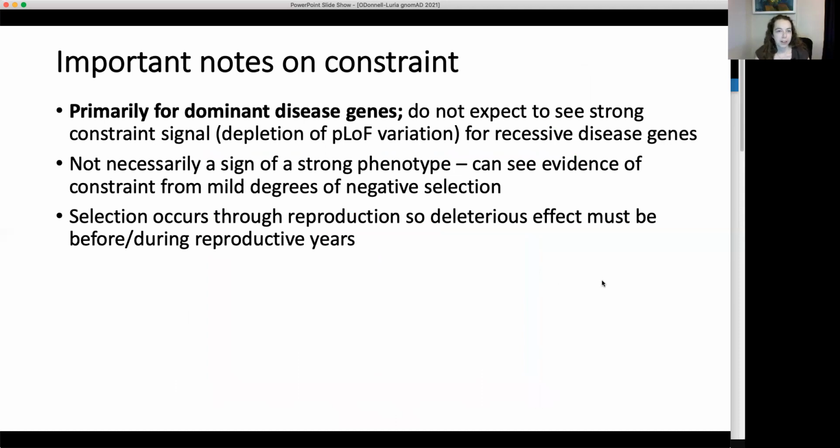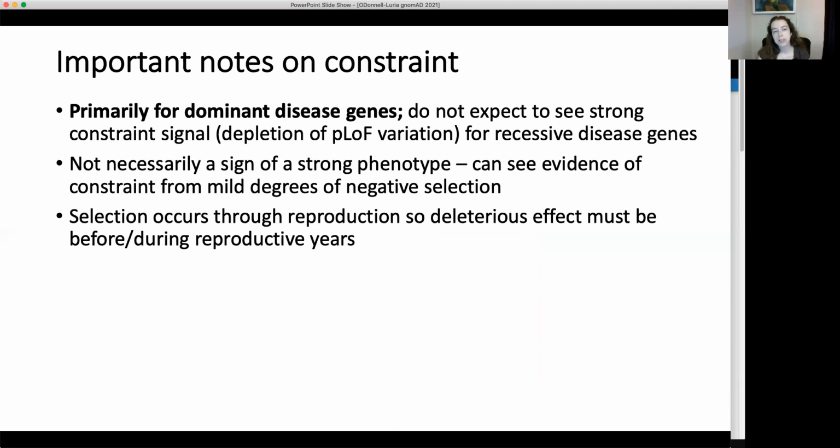So a few caveats to constraint. It is primarily for dominant disease genes. We don't expect to see strong constraint signals or depletion of loss of function variation for recessive disease genes, but we do sometimes see things in the middle for LOEUF. For pLI, recessive disease genes tend to have a pLI closer to 0. So if you are wanting to see recessive, you might want to be thinking more about LOEUF, using LOEUF as your metric.